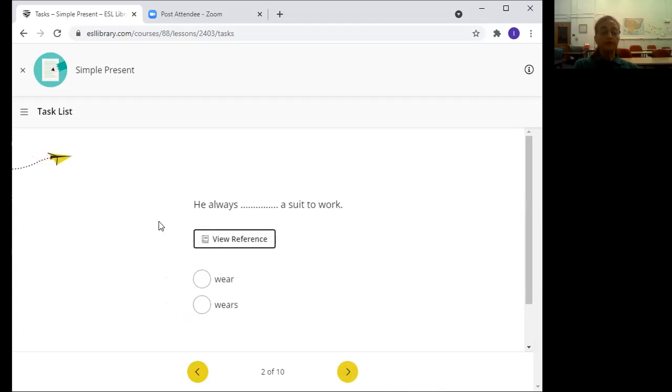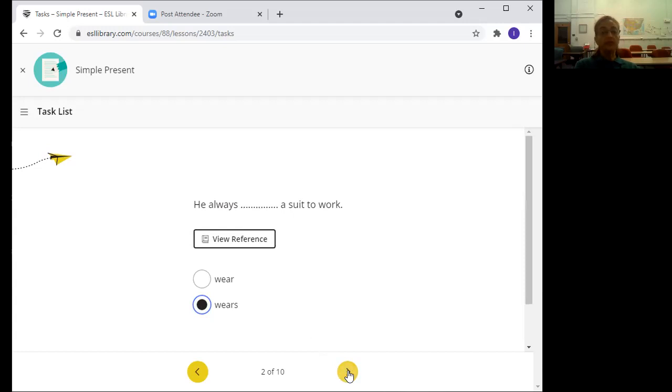He always blank a suit to work. He is one person, third person singular. So we're going to choose the correct one, wears. He always wears a suit to work. Well, if you need a little bit more time to think about the answer, you can stop the video at any time and take your guess, and then you will hear my answer.